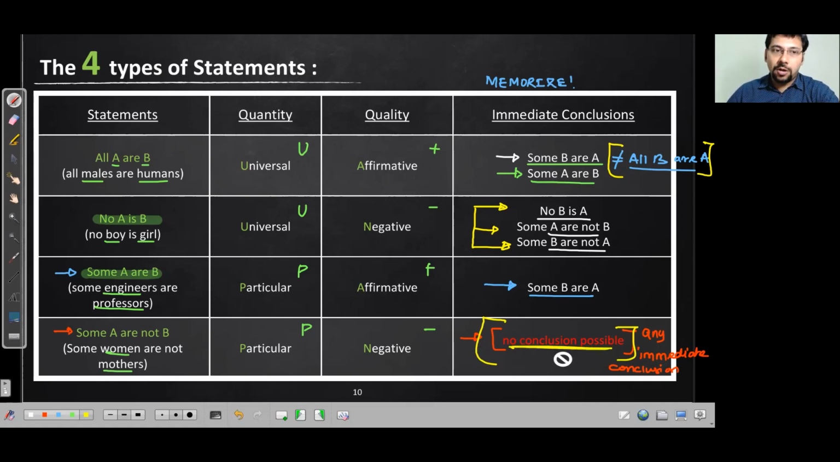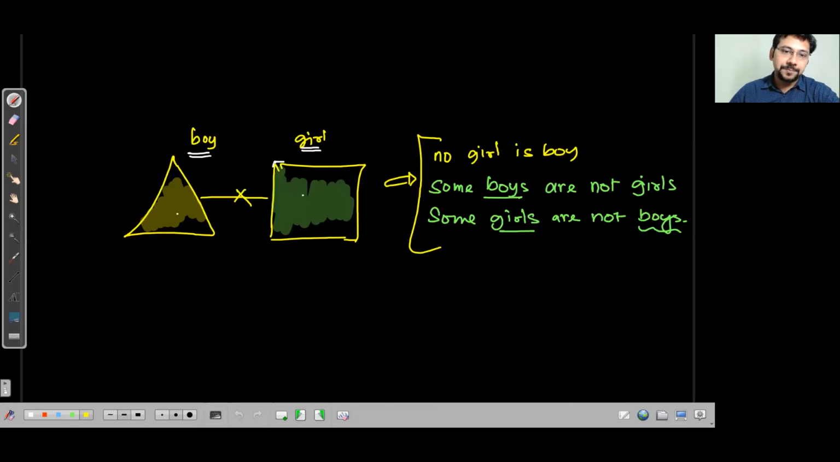I'm sure that you will try to memorize this. If you understand it, it's well and good. But until the understanding happens, I will insist that you mug this up. Very, very important, because this will be very handy in deciphering whether the conclusions are valid or invalid immediately. We don't have to draw Venn diagrams and check whether these are valid or invalid.